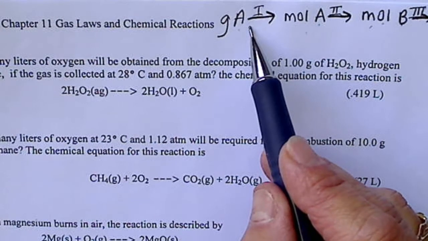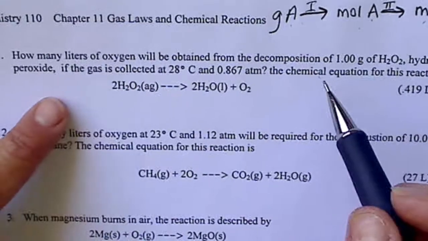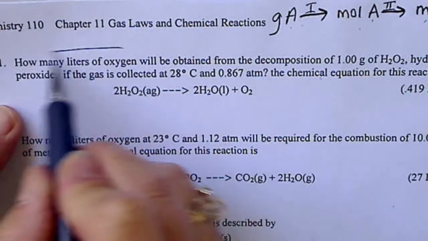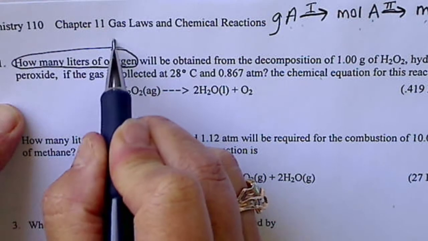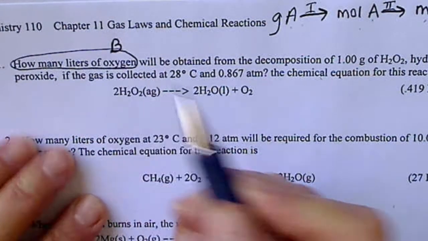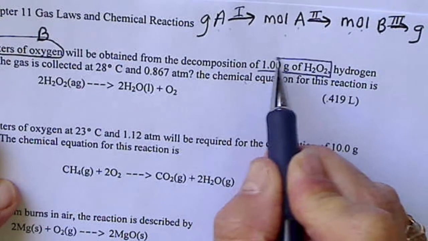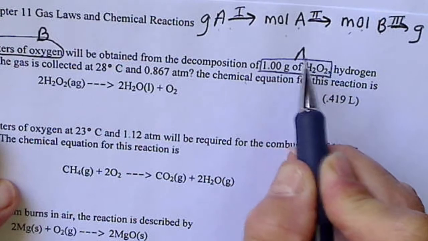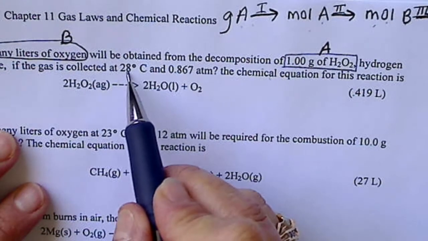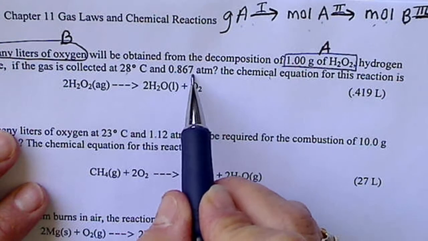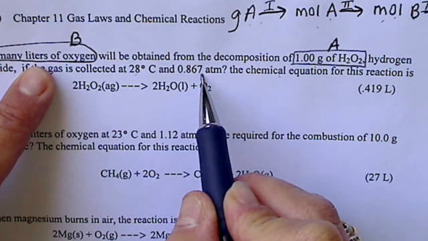out first. So the first example we're going to look at, we're asked for a volume of oxygen. So we're looking for oxygen, so that's really B, and we're given information about H2O2, so that is A. And we're given a temperature and a pressure, and we're asked for a volume. So this is the volume of a gas.